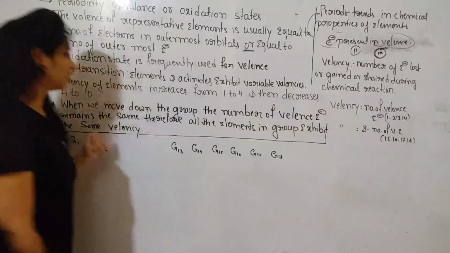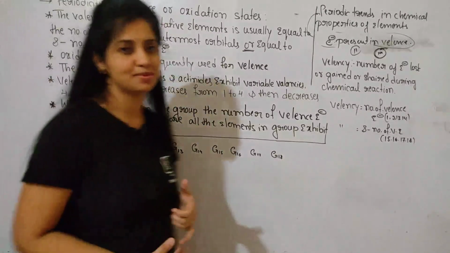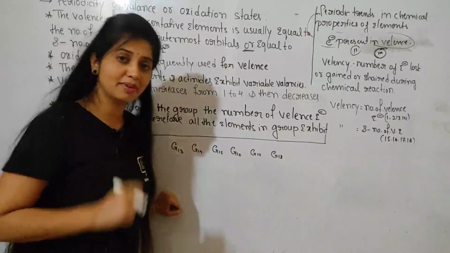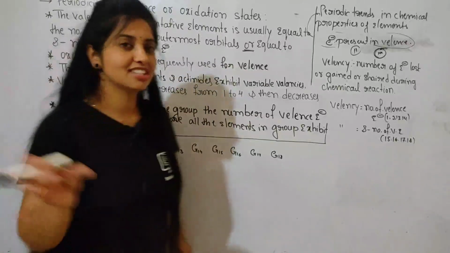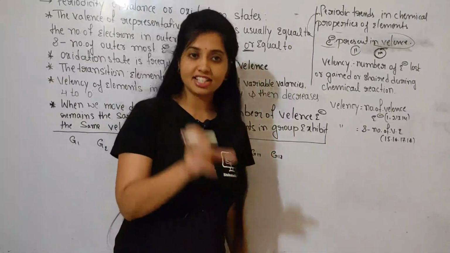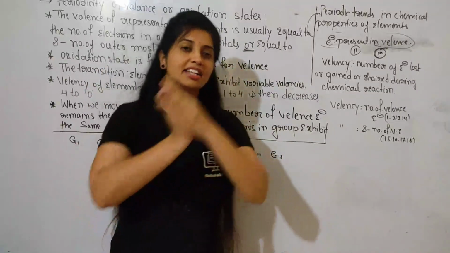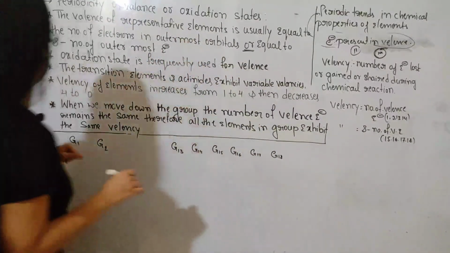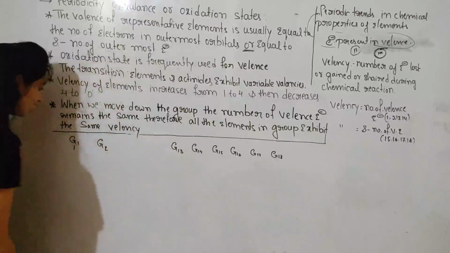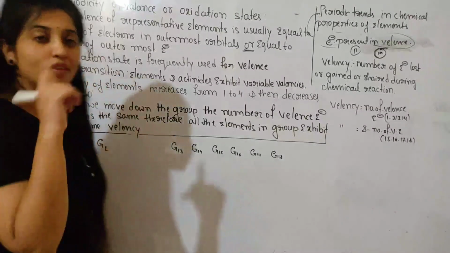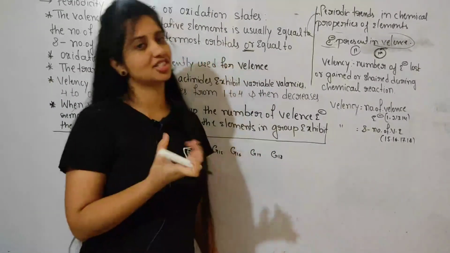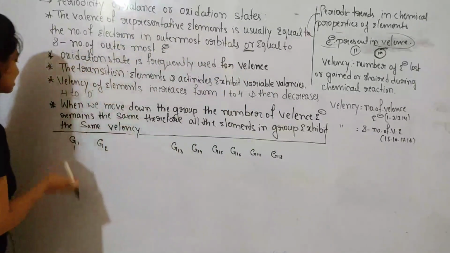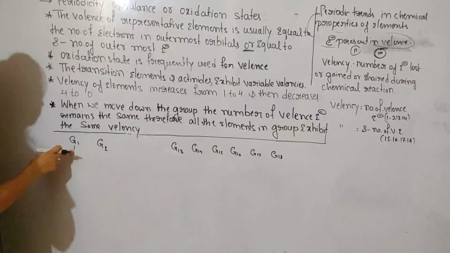See the example. Now we have 18 groups in our periodic table. Here I am talking about representative elements. What do you mean by representative elements? In a previous class I already told you the representative elements are the s block elements and the p block elements together. In group 1, all elements have 1 electron in their outermost shell. So the valence electrons of group 1 elements are 1.